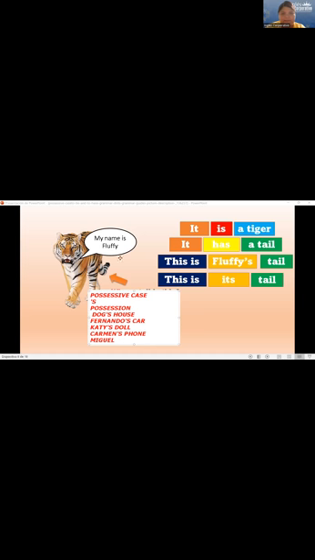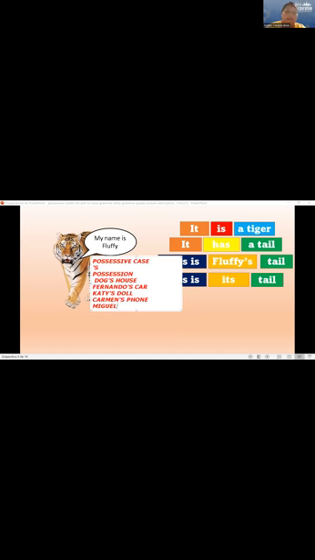Vamos a ver, ¿qué vamos a decir? La hermana de Miguel. ¿Cómo diríamos la hermana de Miguel? The sister. Miguel's sister.